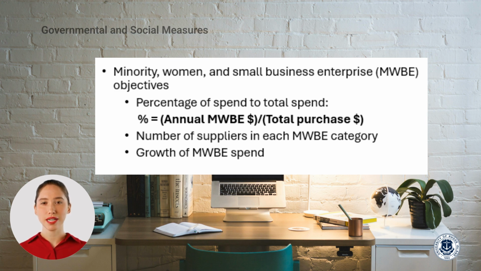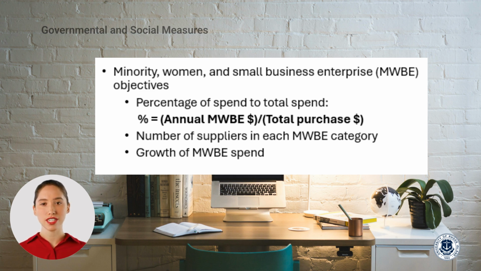A key metric used to track this objective is the percentage of spend directed toward MWBE suppliers. This is calculated by dividing the annual dollars spent with MWBE suppliers by the total purchasing dollars, and then expressing that value as a percentage. This measure allows organizations to monitor how much of their procurement budget is supporting diverse and small businesses.